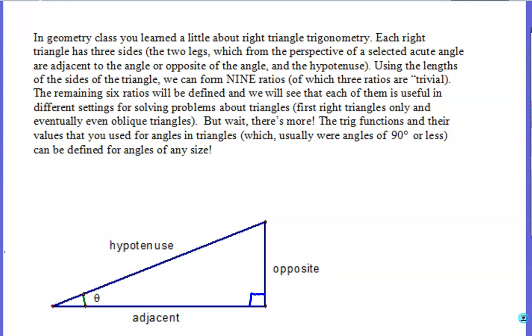All right, guys, so let's bring it together with some right triangle trig. So in geometry, you definitely learned about trigonometry. You learned that each right triangle has these three sides. One of them is the hypotenuse. It's across from the 90-degree angle.